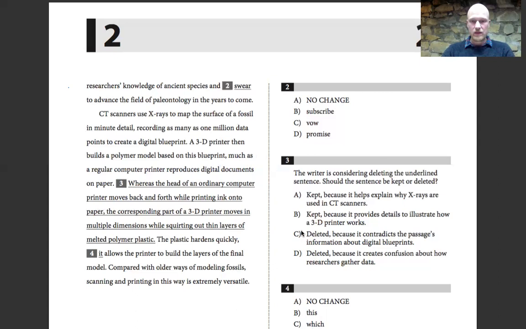So we can get rid of C and D, and then we just have to consider A and B and the reason why we're going to keep it. Let's look at A, kept because it helps explain why X-rays are used in CT scanners. I think it's pretty clear that that's a terrible answer, and it's definitely wrong. We didn't talk at all about X-rays or CT scanners. So no, definitely not. That leaves B, kept because it provides details to illustrate how a 3D printer works. Oh, perfect. That's just what we're looking for. This is the perfect description for both the sentence and the paragraph.